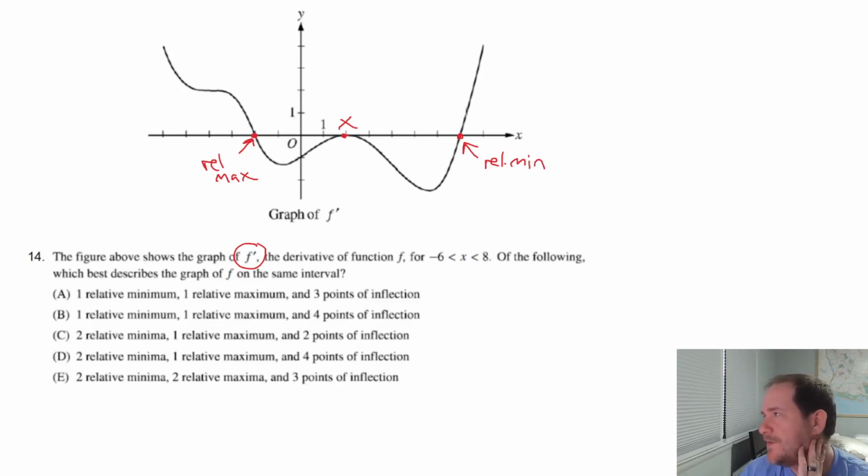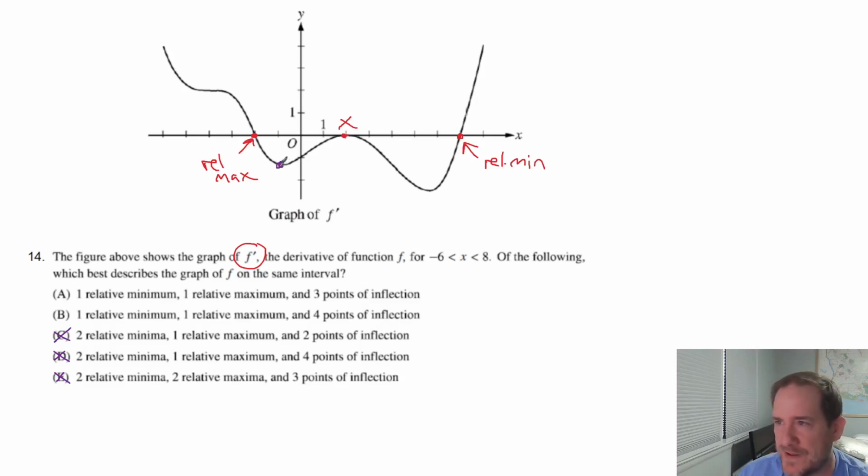So now, just using test-taking strategies without doing anything else, I can see that I've got one of each. So C's out of here, D's out of here, E's out of here. But it's still down to A and B. We've got to figure out how many points of inflection we've got. Points of inflection occur when the second derivative is 0, and the second derivative will be 0 anytime the slope of the line drawn tangent to f prime is 0.